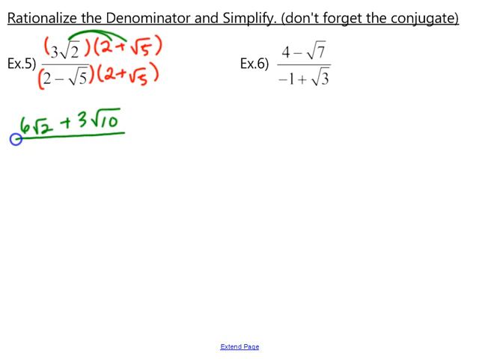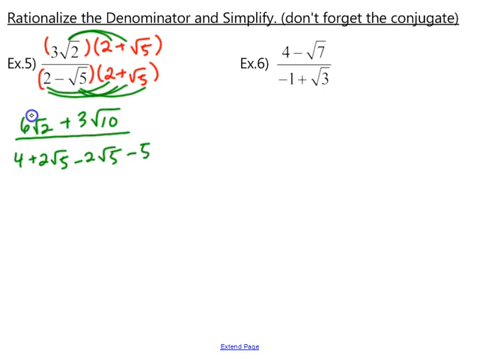And then in the denominator, we need to FOIL this because we have two binomials. So 2 times 2 is 4, and then 2 times root 5 is a positive 2 root 5. Negative root 5 times 2 is a negative 2 root 5. And then lastly, negative root 5 times positive root 5 gives us a negative 5. So now we need to go through and simplify.